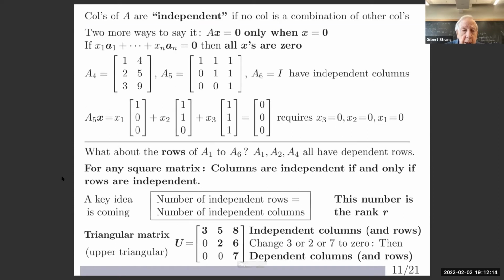These are examples that you know. So this is saying what I've just already said. A key idea, there's a box around the key idea: the number of independent rows equals the number of independent columns. That number is the rank. And for that triangular matrix U at the bottom, the 3 columns are independent and the 3 rows are independent. So the rank is 3, full rank for that matrix U. So it has an inverse matrix. Okay, ready for the next slide.